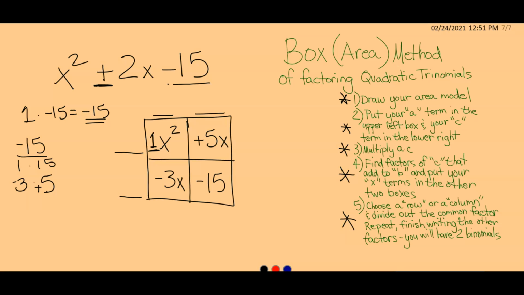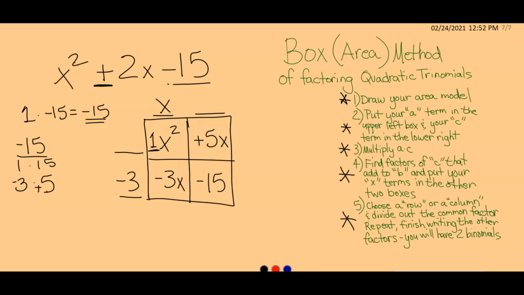So what is the greatest common factor between negative 3x and negative 15? When both of these numbers are negative, you should factor out a negative number. So the largest thing that can divide out of here is a negative 3. So if I divide negative 3x by negative 3, what do I have left? I have a positive x. So I'm going to write that up here.